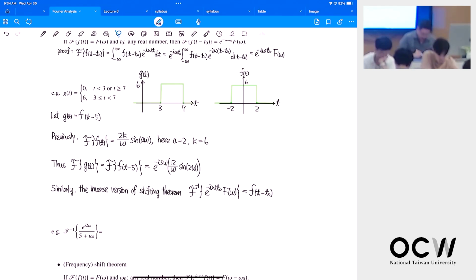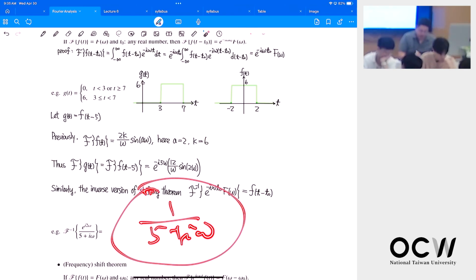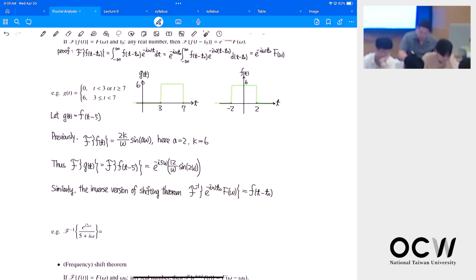All right, so now let's do this example. Find the inverse Fourier transform. I have this complex exponential, so you may think that I have a phase change. Then my original prototype will be 1 divided by 5 plus j omega. Remember that 1 over 5 plus j omega is a Fourier transform. Then what is the time domain? How do I express that?